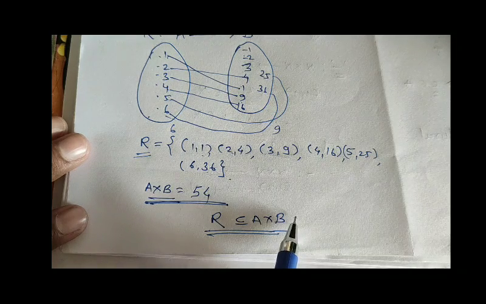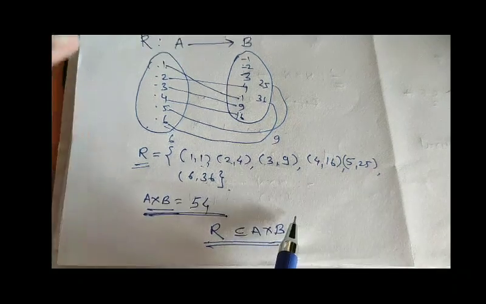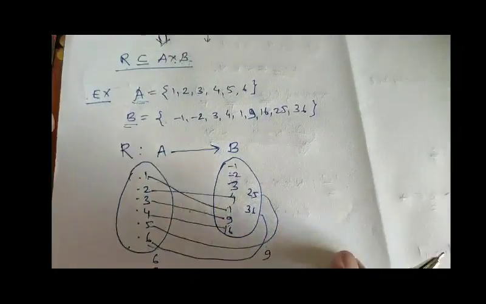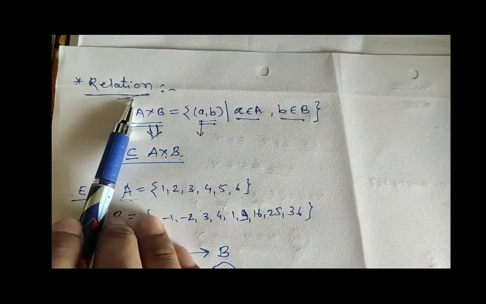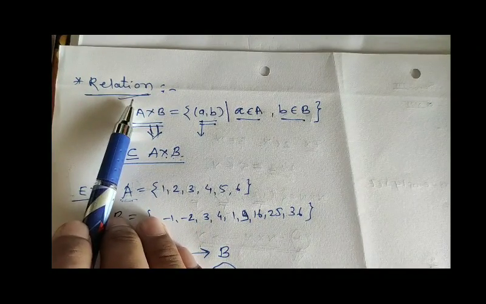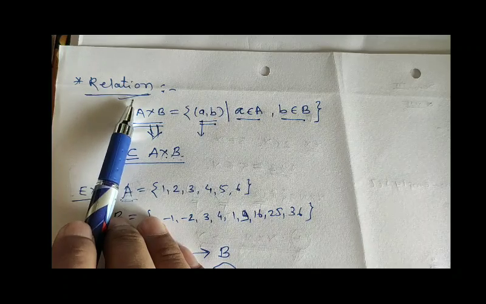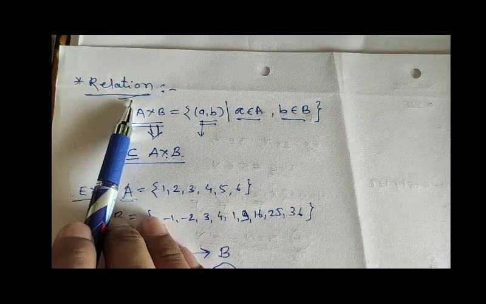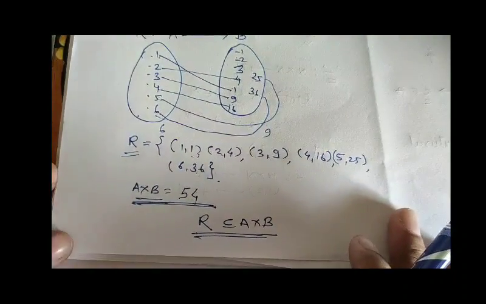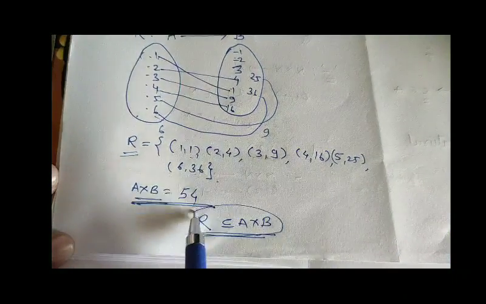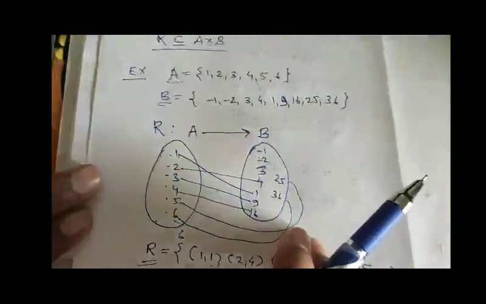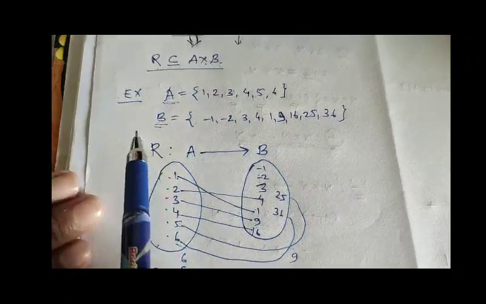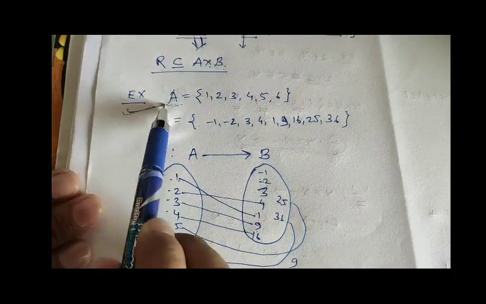So this type of function is a relation. A relation is also a special type of function, and it is a subset of the cross product AB. Relation R is a subset of cross product AB. So this is one representative example I have taken.